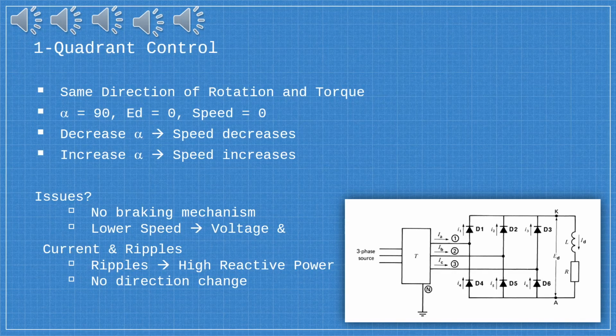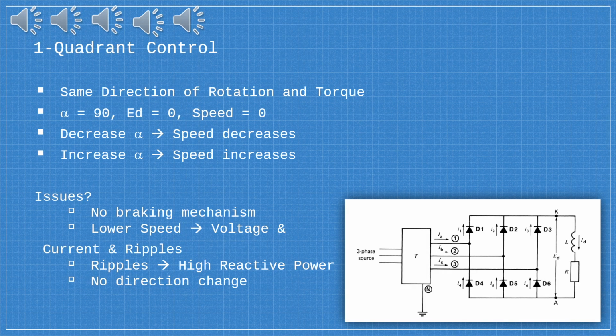So what are some of the issues that exist with this form of control? Well, first of all, it involves no mechanism for braking. So suppose you're running the motor at maximum speed and your firing angle is zero. What happens is that if you suddenly decide to change the firing angle and decrease the voltage ED, the motor won't immediately reduce its speed, but rather it will gradually coast back to that speed as the armature voltage of the motor drops.